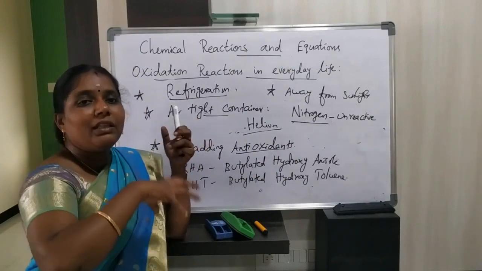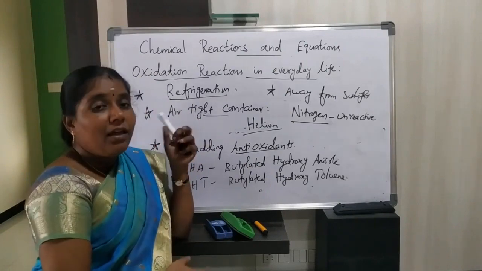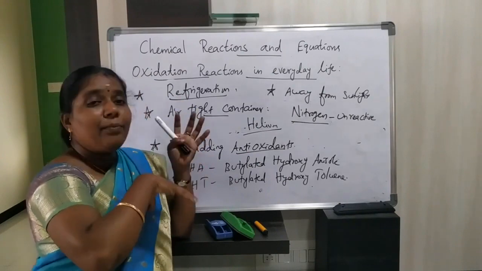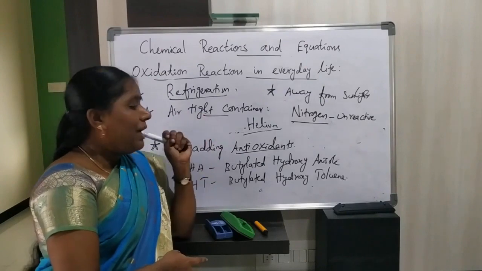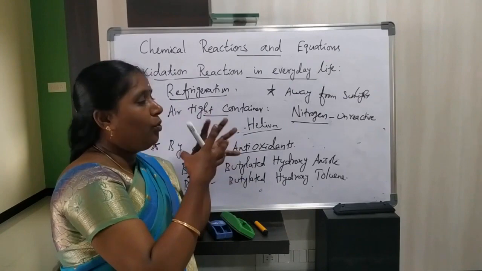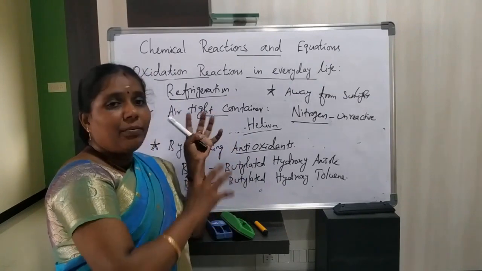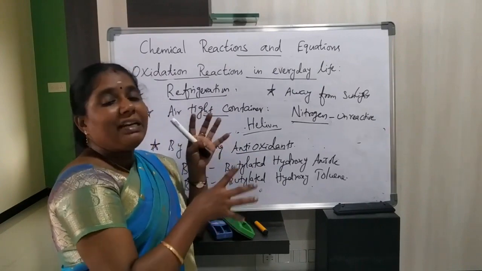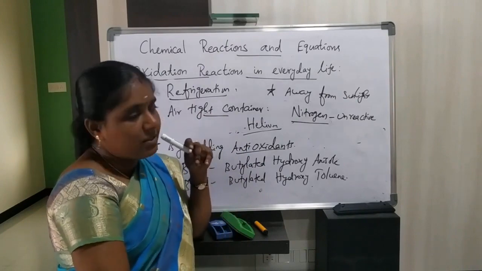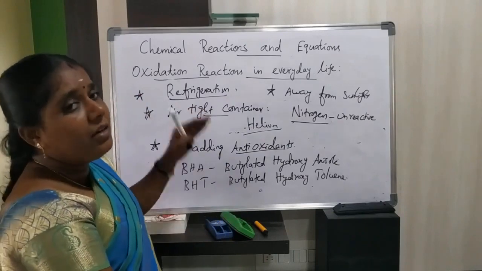So by storing food in a refrigerator, keeping food away from sunlight, storing food in airtight containers, adding antioxidants like BHA and BHT, and filling oil and fatty food items with packaging of inert gas like helium or nitrogen, we will prevent the oxidation process. Because of this, it will avoid rancidity. So these are the methods which prevent rancidity.